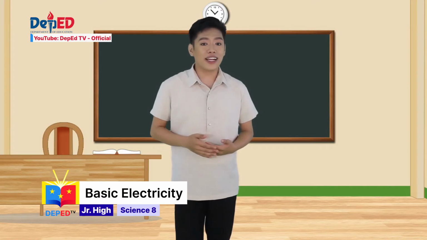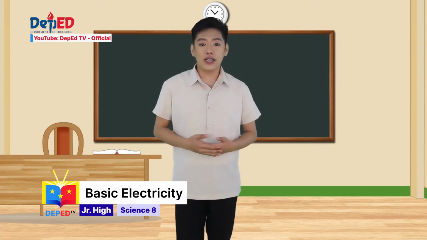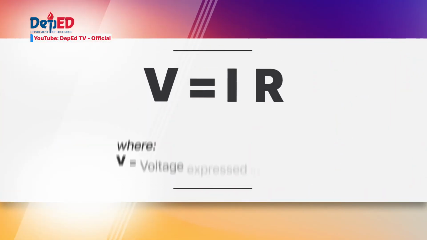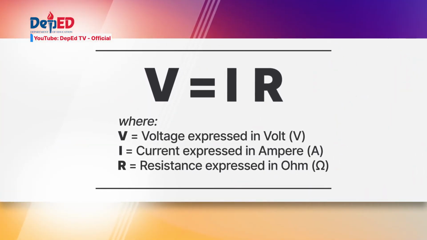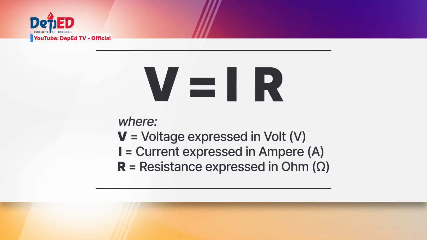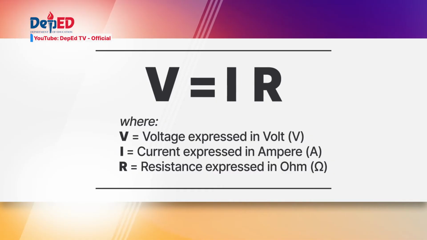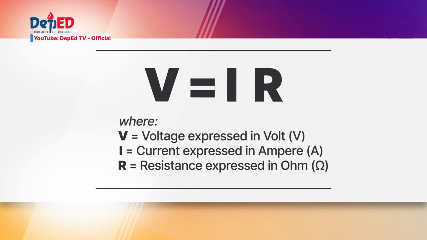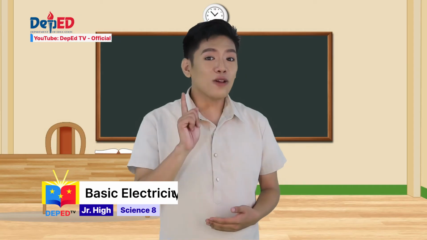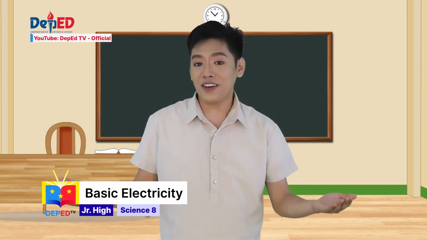Its proportionality constant is R, equals resistance. V equals I multiplied by R, where V stands for voltage expressed in volts, I stands for current expressed in amperes, and R stands for resistance expressed in ohms. Now let us try some problem-solving activities involving Ohm's law.